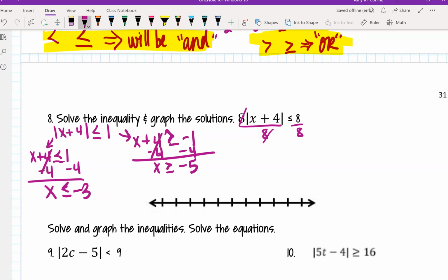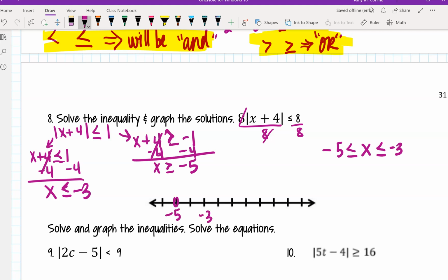So if we wanted to write this out, I have -5, which is less than x, which is also less than or equal to -3, which is just what it said. We've spent a lot of time talking about how to read it from left to right and right to left. If we're reading inequalities, we can read them from left to right and right to left.